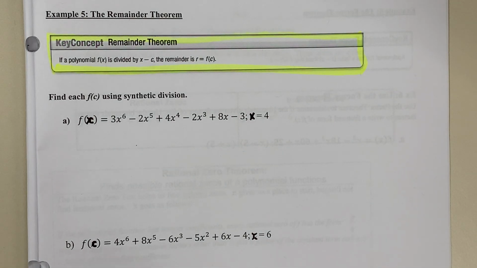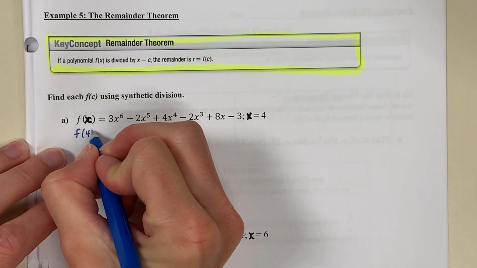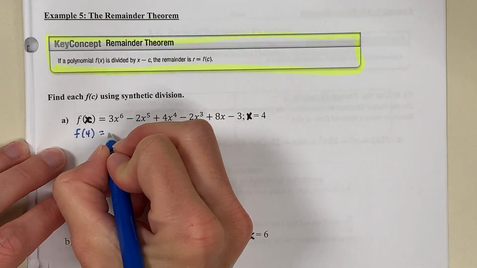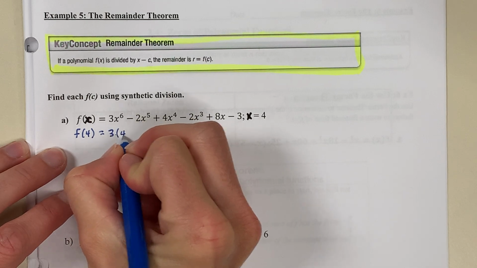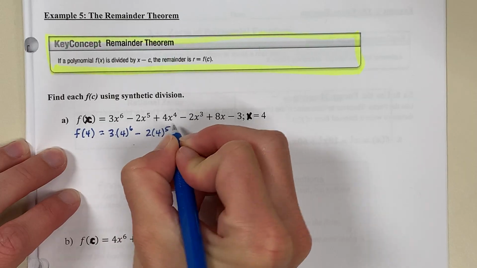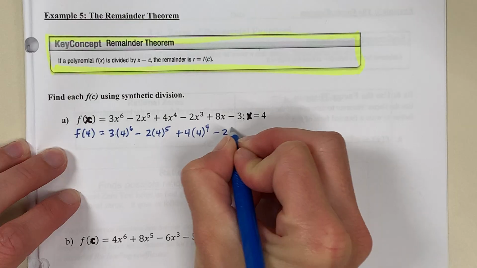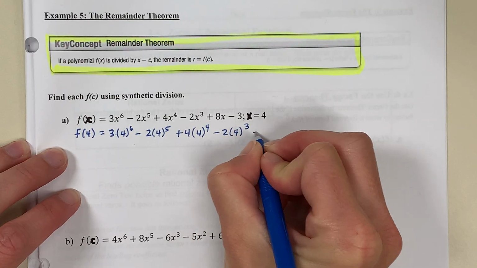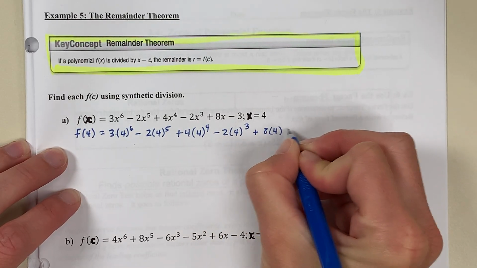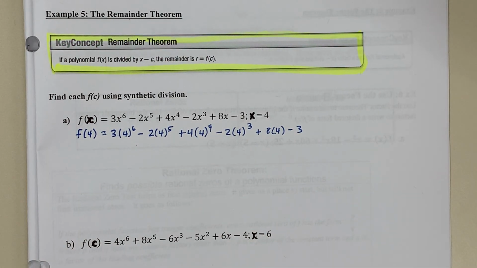So what I would typically do is replace all the x values with 4, and simplify. So this would be 3 times 4 to the 6th power minus 2 times 4 to the 5th power plus 4 times 4 to the 4th power minus 2 times 4 to the 3rd power plus 8 times 4 minus 3. Now, it's possible to calculate this, but it becomes extremely tedious and the opportunities to make mistakes are very high.